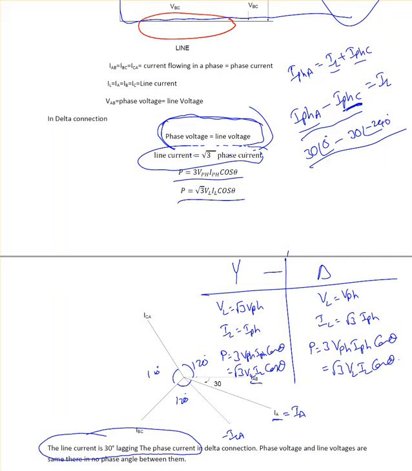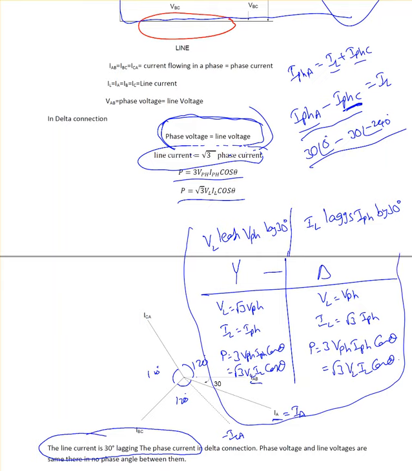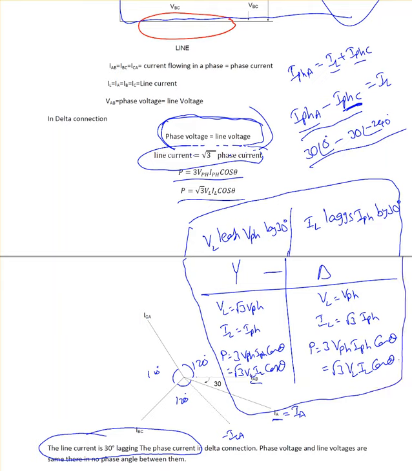Another important point: in star, the line voltage VL leads the phase voltage by 30 degrees. The line value leads the phase value by 30 degrees. Here in delta, VL and VPH are the same, but the line current IL lags IPH by 30 degrees. The line current lags the phase current by 30 degrees. You must remember this table all the time when you're solving examples in this chapter, because all the examples are based on this.